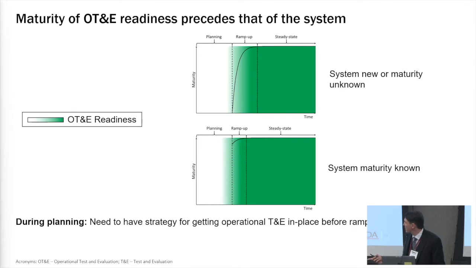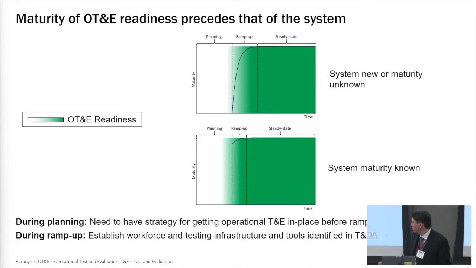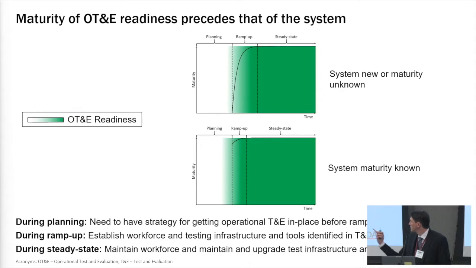So what does this mean? Well, during planning, you kind of need to have a strategy for getting operational T&E in place before you get to ramp up. You have to know, what do we need to do to be ready? Then during ramp up is when you really establish this workforce and infrastructure for testing. And you get the tools and other things that you identified in that strategy in place and up and operational. And then at the end of ramp up is when you would probably do a first evaluation to say, hey, is this actually ready to be used? And then during steady state, you're maintaining that infrastructure, that workforce, that test capability along with that of the system.